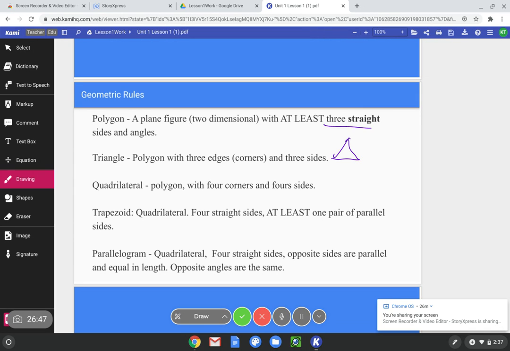Quadrilateral, four sides. Trapezoid, a quadrilateral with at least one pair of parallel sides. A parallelogram is a quadrilateral with two pairs of parallel sides and congruent sides.